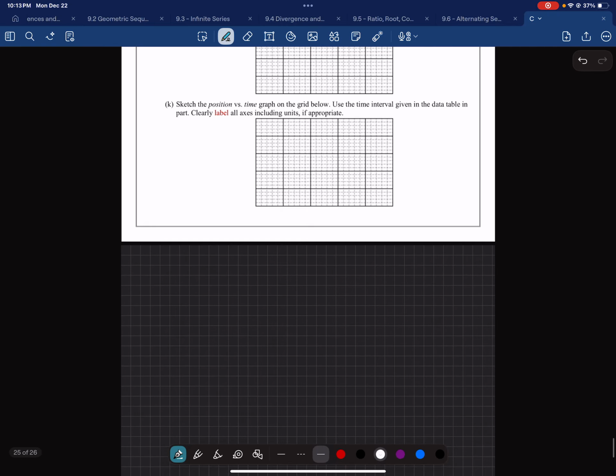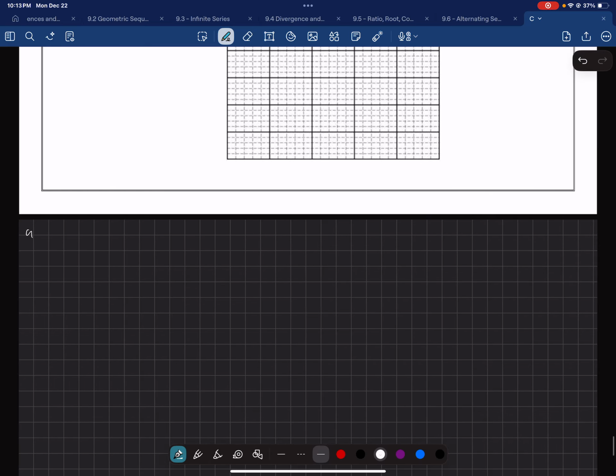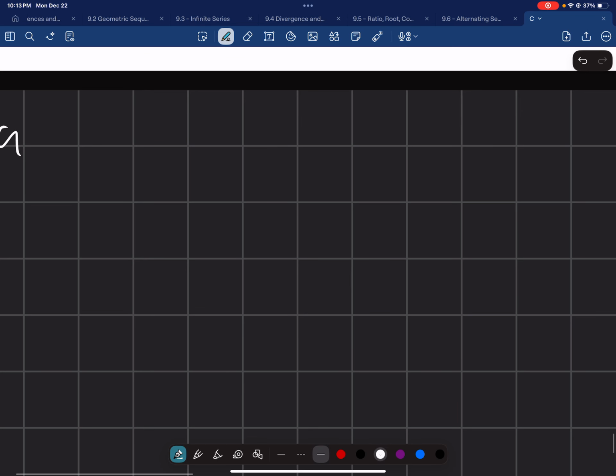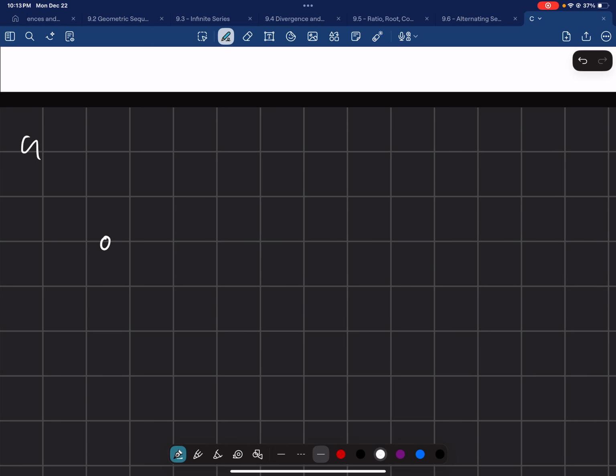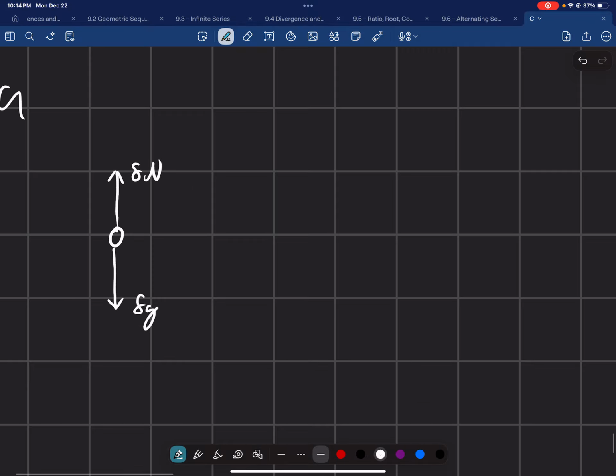Okay, so for part A, the problem asks to draw and label a free body diagram and note the components. This is the block. There would be F_g pulling the block down, and F_N acting against F_g. This is the force of the surface pushing up on the block.